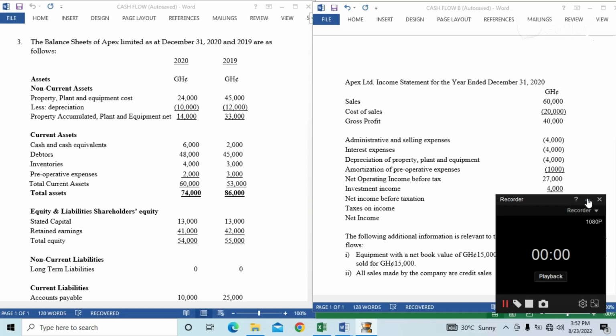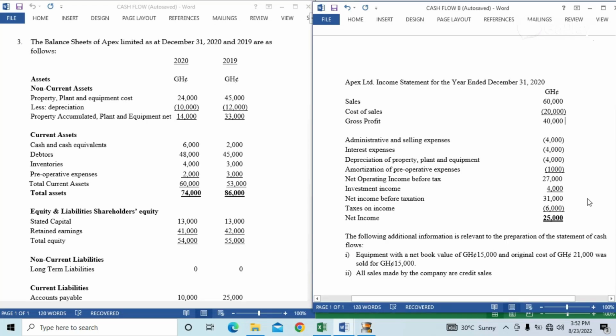Viewers, this is the video on the continuation of how to prepare cash flow statement. So I've already made the first part. The first part talks about the direct method, and in this current video I'm going to talk about the indirect method, which is the easiest one or the simpler method.